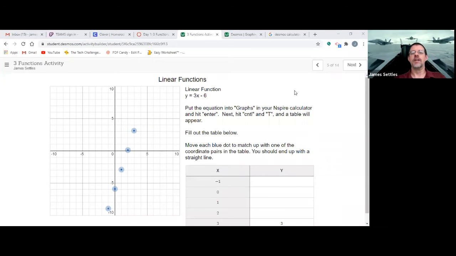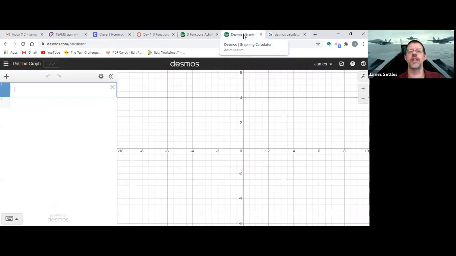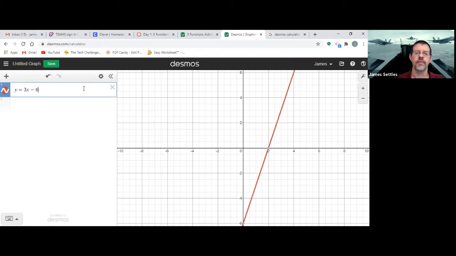Okay, sorry. All right, so on this thing right here, they're going to want us to graph. And here's where we're going to use the Desmos calculator. They want us to graph this right here. So we're going to take this y equals 3x minus 6 and go to the Desmos calculator and type in y equals 3x minus 6. All right, so this is what the graph looks like, but there's something else they want us to do today.